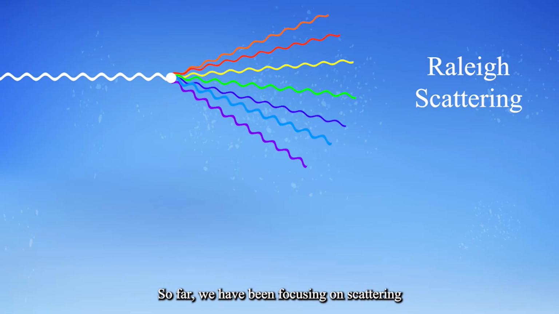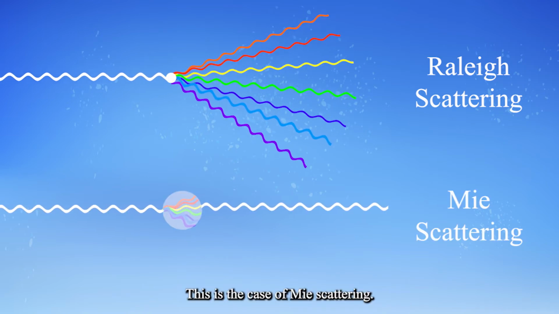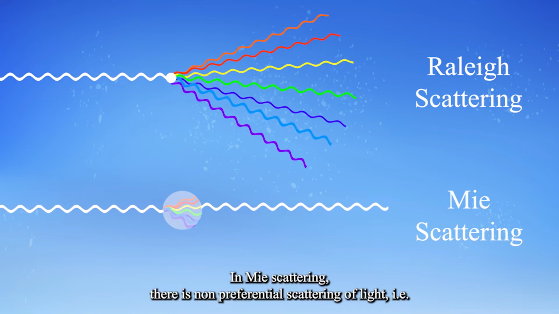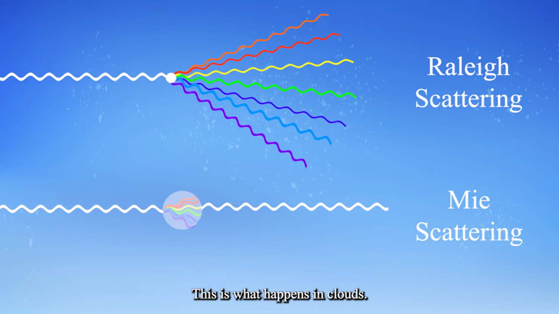So far, we have been focusing on scattering by particles smaller than the wavelength of light. What happens when the scattering particle is bigger than the wavelength of incident light? This is the case of Mie scattering. In Mie scattering, there is non-preferential scattering of light. That is, all wavelengths of light are equally scattered. This is what happens in clouds.